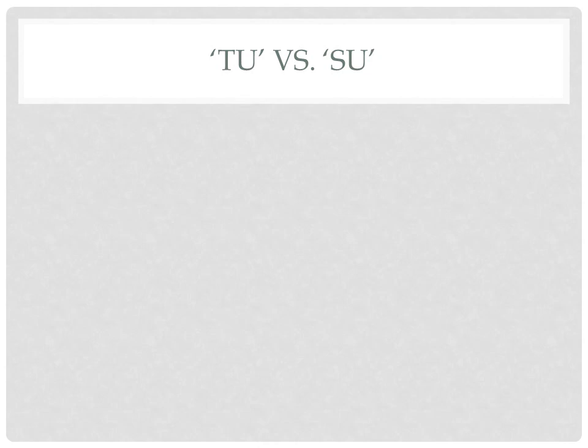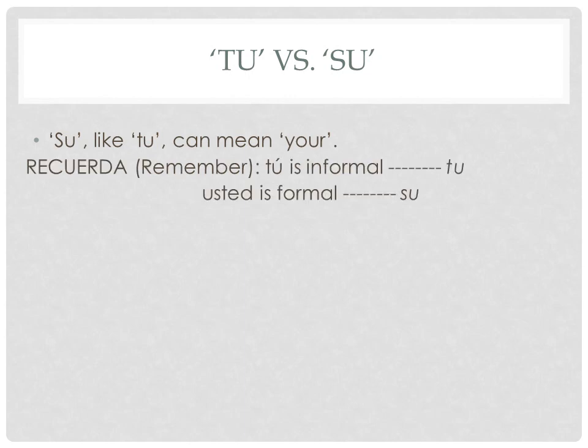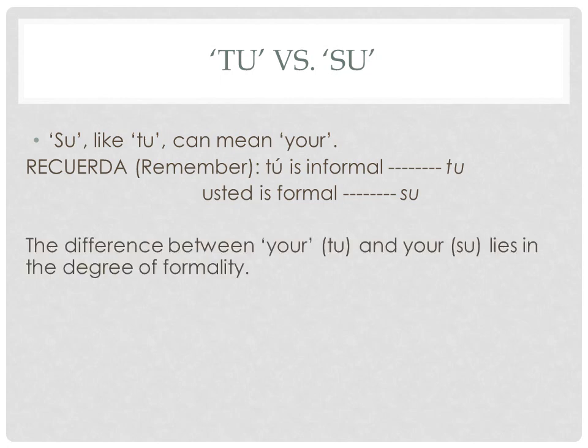Let's look at the difference between tu and su. Su, just like tu, can mean your. So what's the difference? Well, remember that tu is informal. And because tu is informal, you use the possessive adjective tu. Usted is formal, and therefore you will use the possessive adjective su. So basically the difference is just in how formal you want to be.